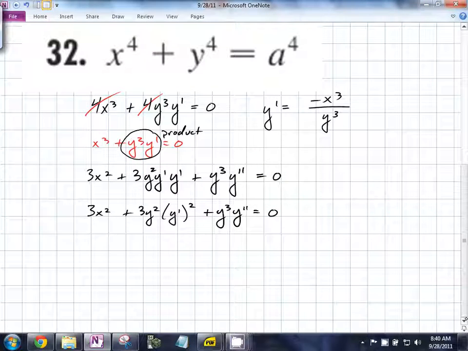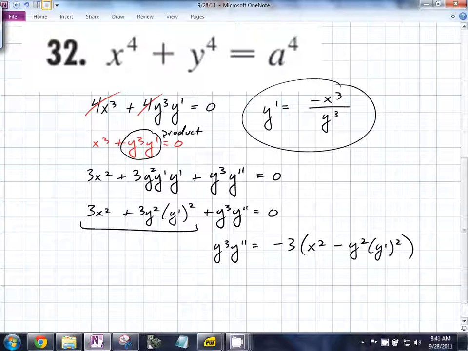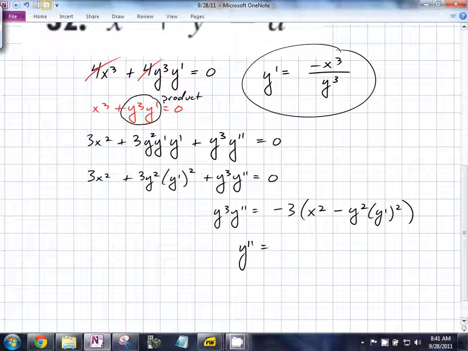What does y prime equal? Keep that in mind. Let's isolate this first. So what do we end up with? We end up with y cubed y double prime is equal to negative 3 times x squared minus y squared y prime squared. I just subtracted these two things and factored out the 3. Now what do I divide by? y cubed. So we end up with negative 3 times x squared minus y squared y prime, all squared, divided by y cubed. Do you notice how I'm putting that parenthesis around there? I want to be very clear that that's y prime squared divided by y cubed.